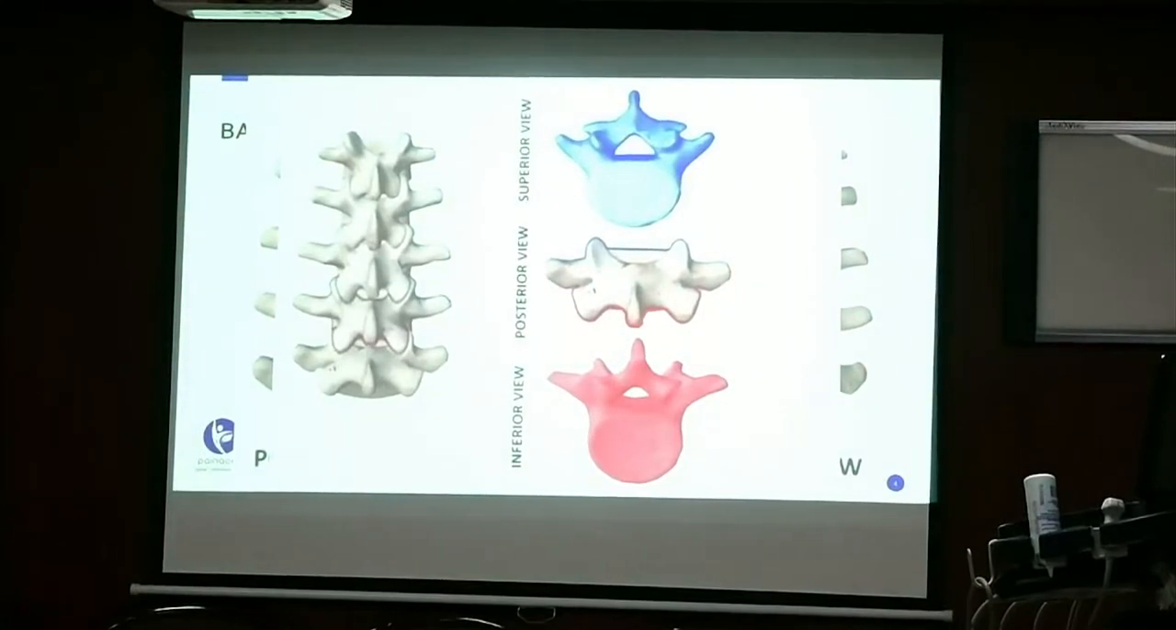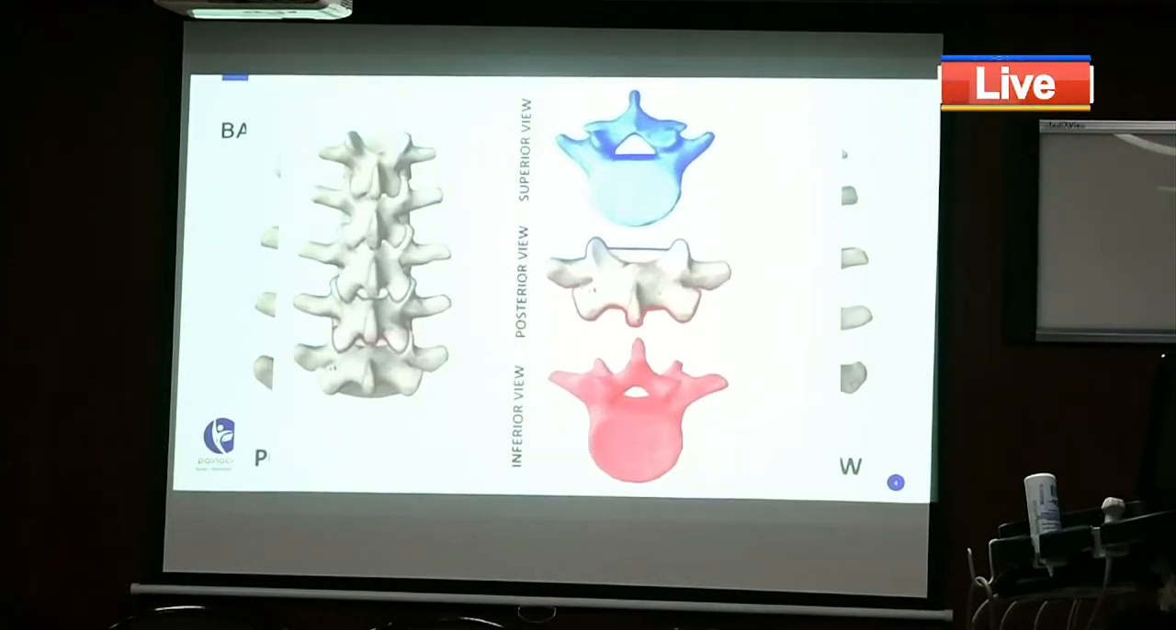So when the MRI is shown to you, you just try to find out what is the canal diameter and all the things. But the main anatomy stays the same. So if you see the vertebra from the top, it looks like this. From behind, it looks like this. And from the inferior, it looks like this.